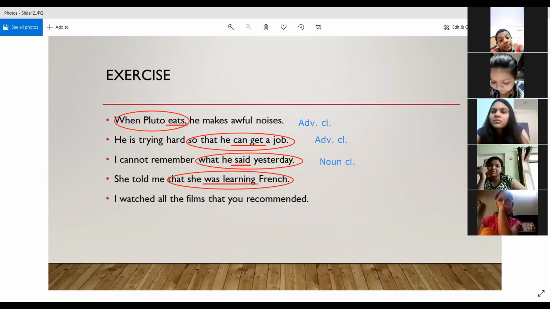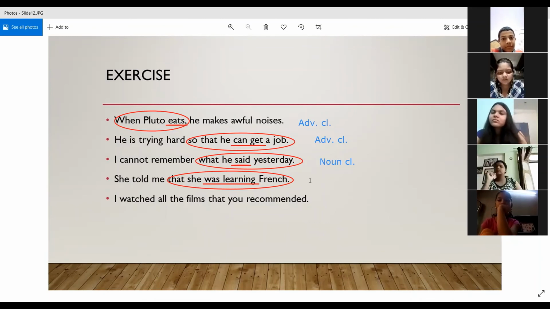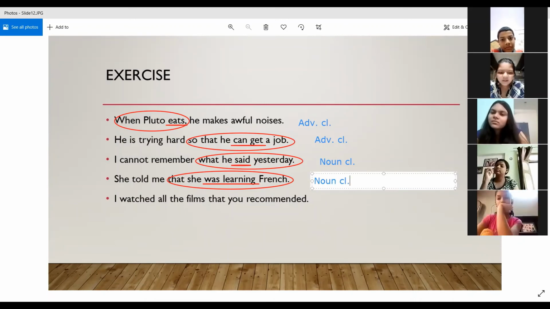Have you not learned that was learning is the past continuous tense? Sir, I have learned. Yes. So tenses are verbs only, right? The time when an action takes place: is learning, was learning, will be learning, right? All these things you have learned, so it is the verb. Okay. So now we have seen that it is acting as a noun and a verb is also present in it. So this one is also a noun clause. Okay. Thank you, sir.